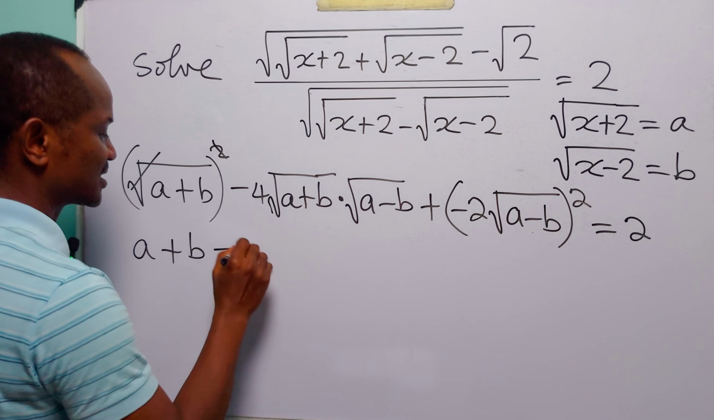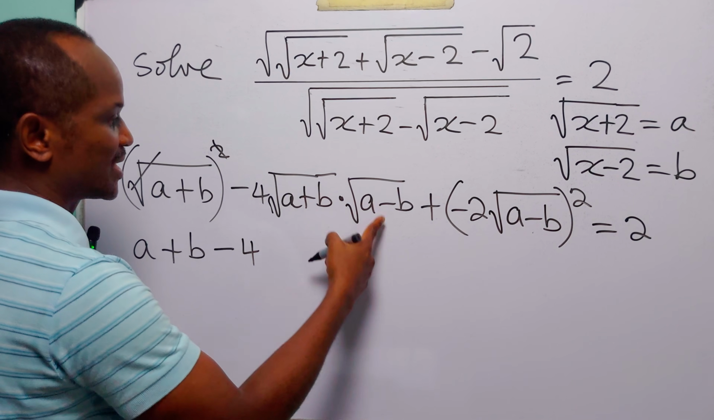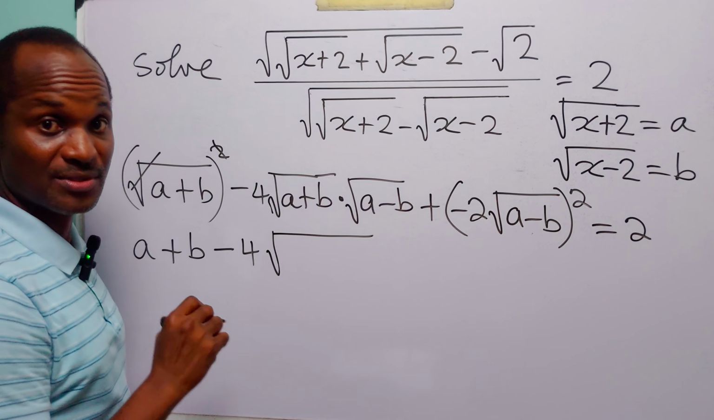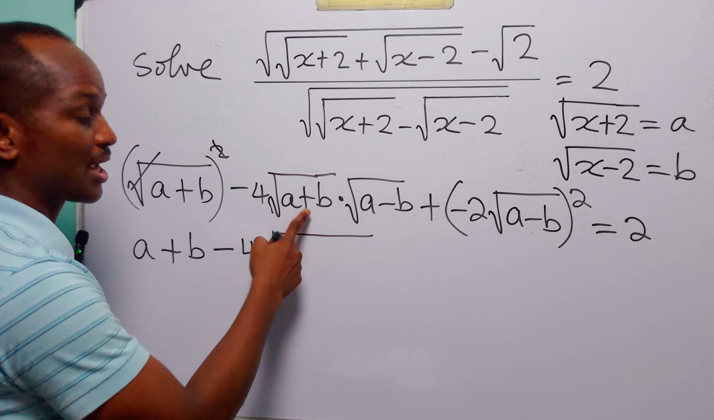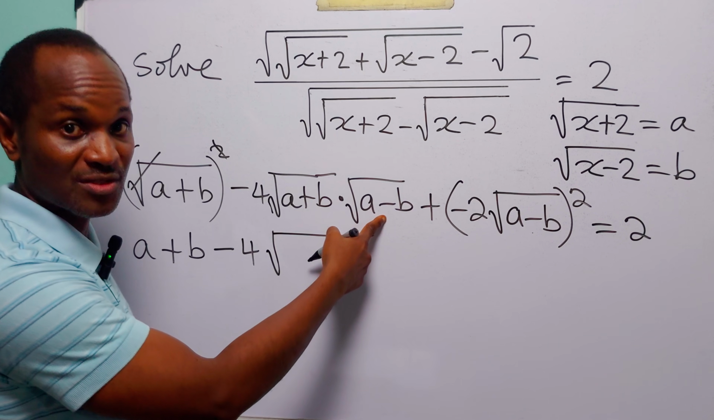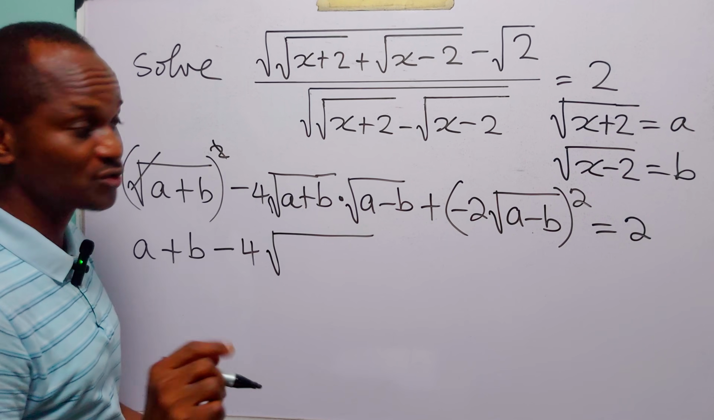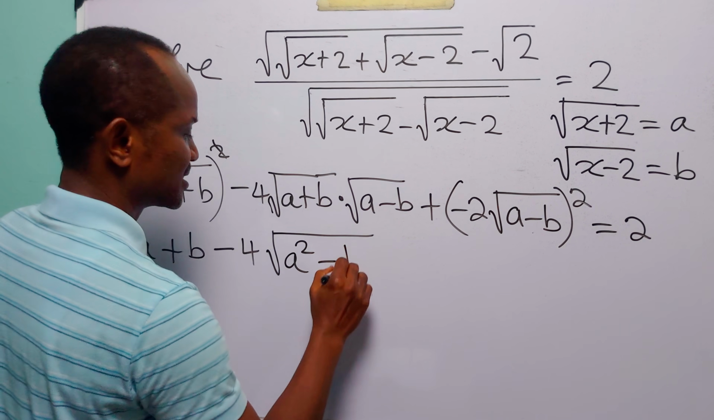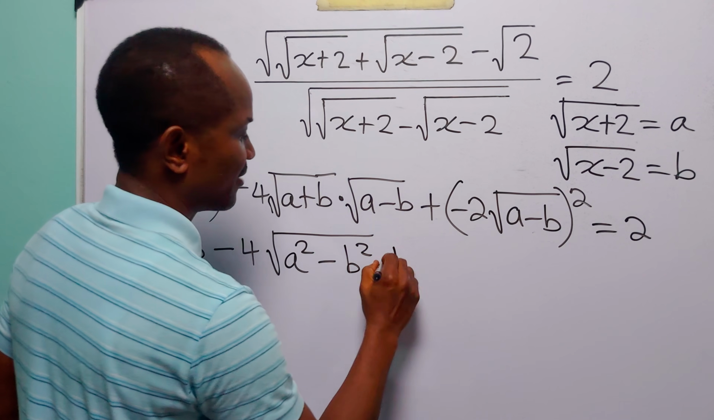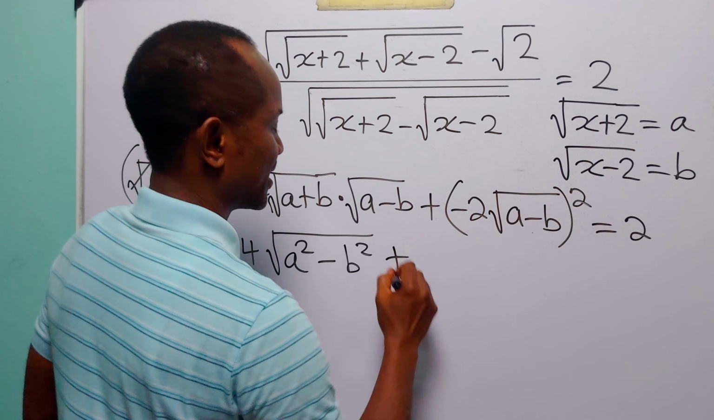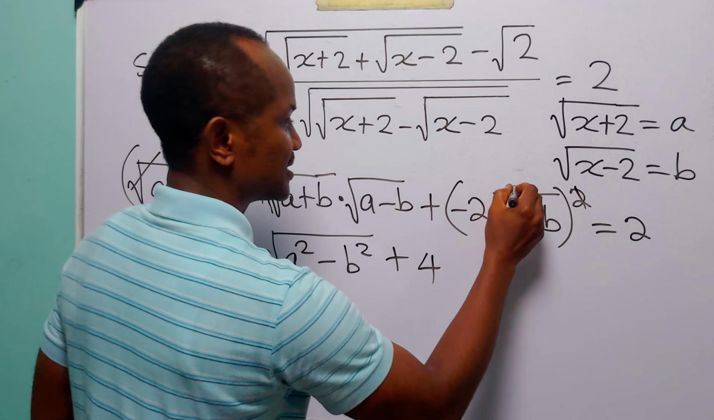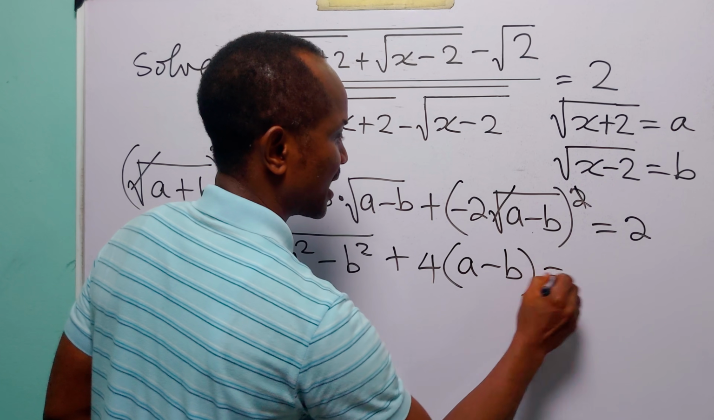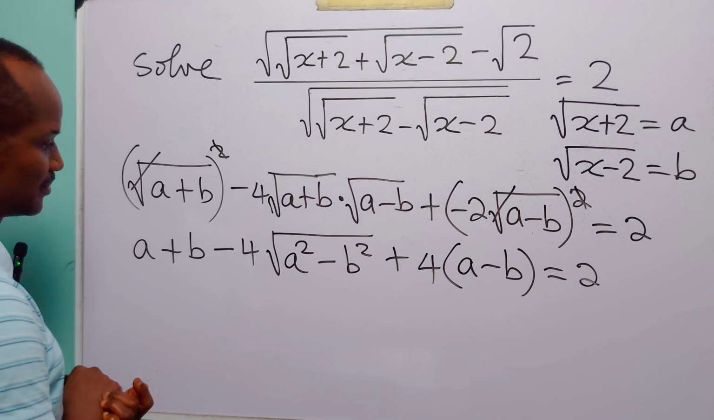Here we have minus 4 times. We can combine these two square roots. When we do that, we have one large square root. Then look at this. We have a plus b multiplied by a minus b. Of course, you're going to see the difference of two squares. So under this square root, we have a squared minus b squared. Then we have plus minus 2 squared is 4. And of course, this is going to take care of that, leaving us with a minus b. And this is equal to 2.